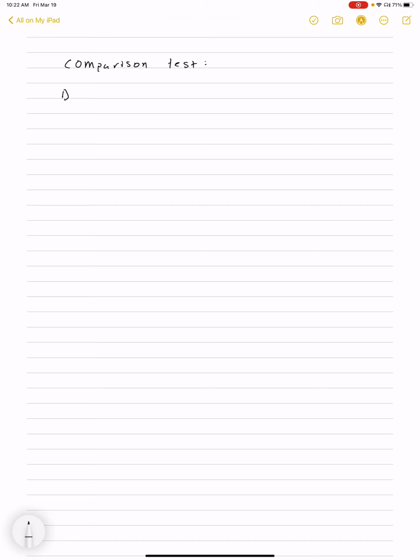So first, our setup is: let a sub n and b sub n be positive series. That just means that each value is greater than or equal to 0. And we're going to say that a sub n is less than or equal to b sub n. Then we have the following statements.